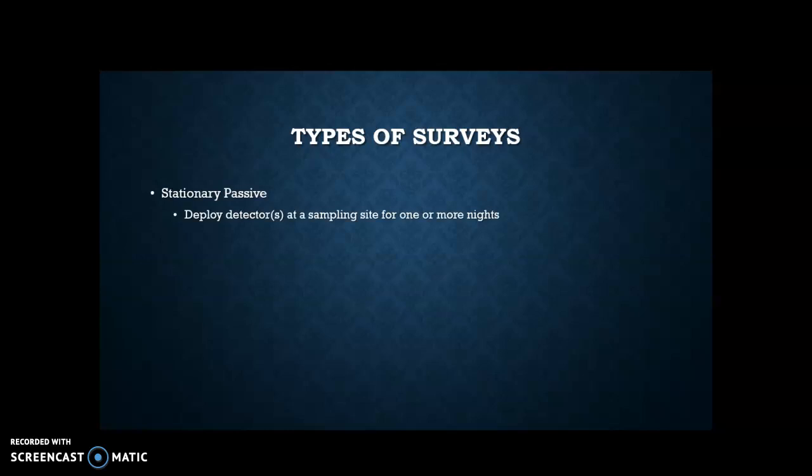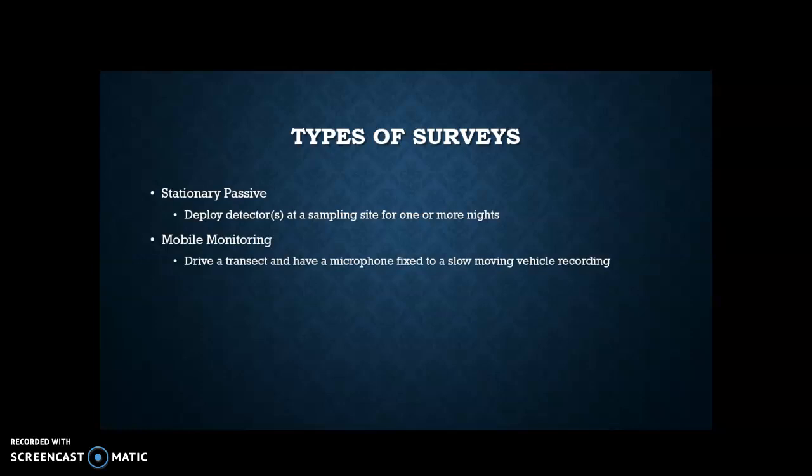Stationary passive survey. That's what we're going to be doing actually in this class, but you deploy detectors at a sampling site for 1 or more nights, and it's at a fixed location. So that's the stationary piece, and the passive is that you're letting it sit.